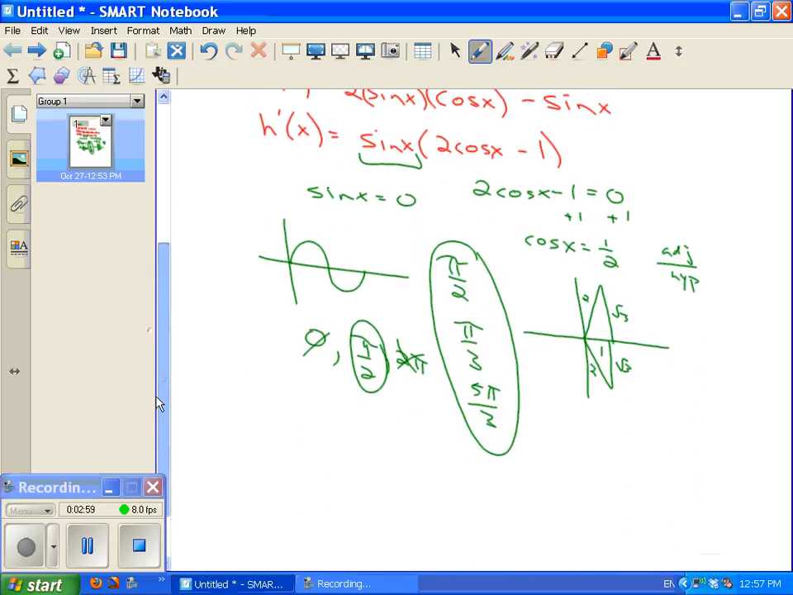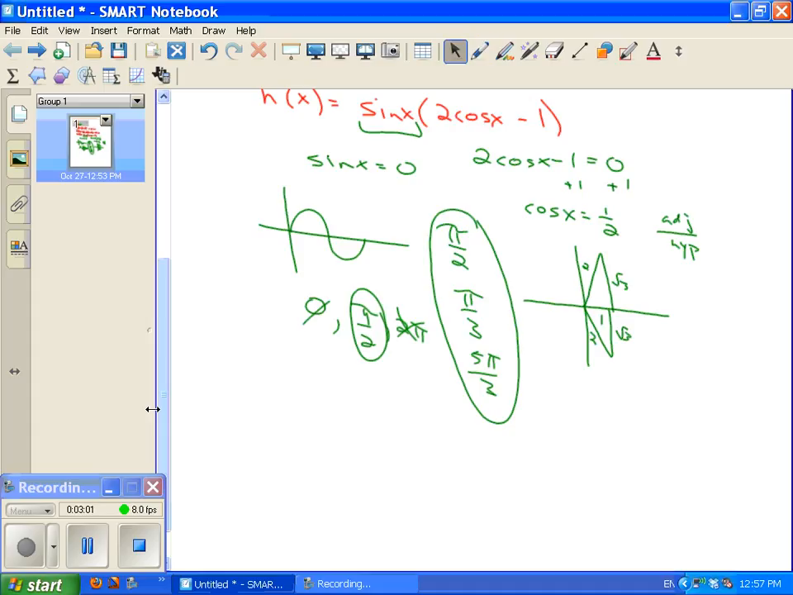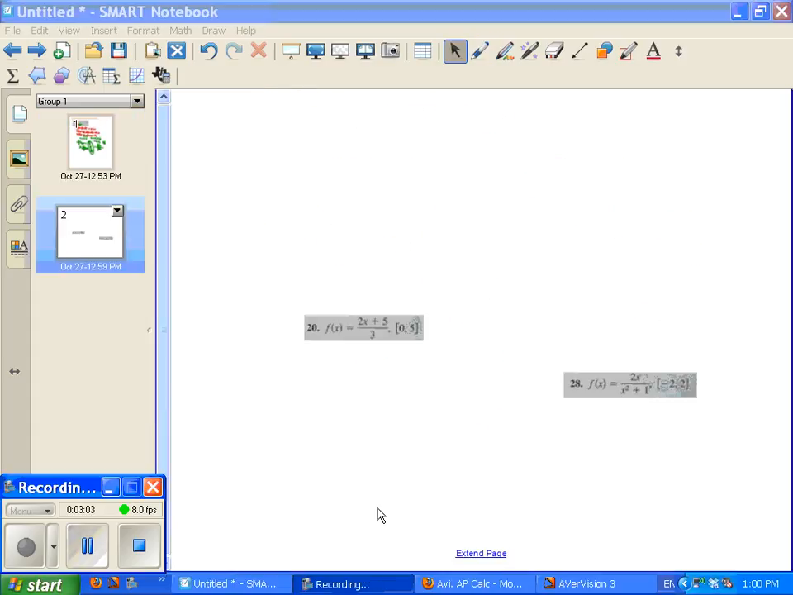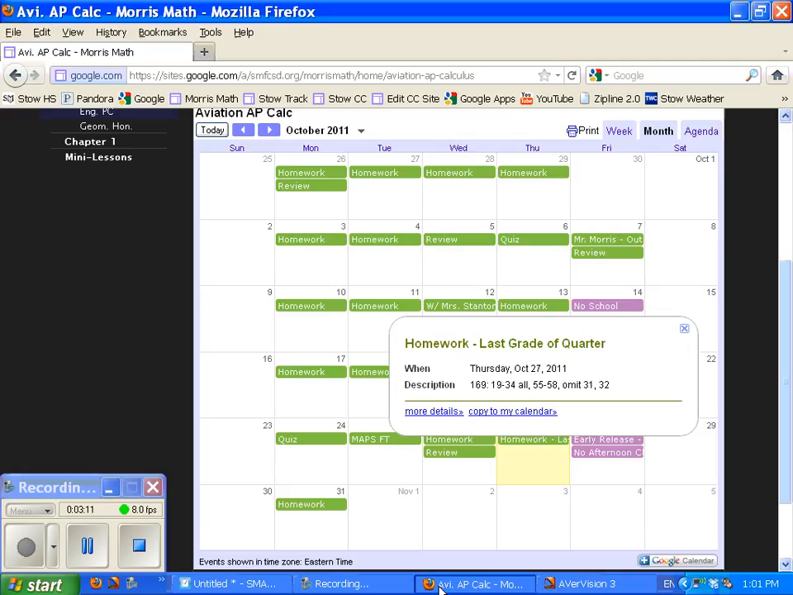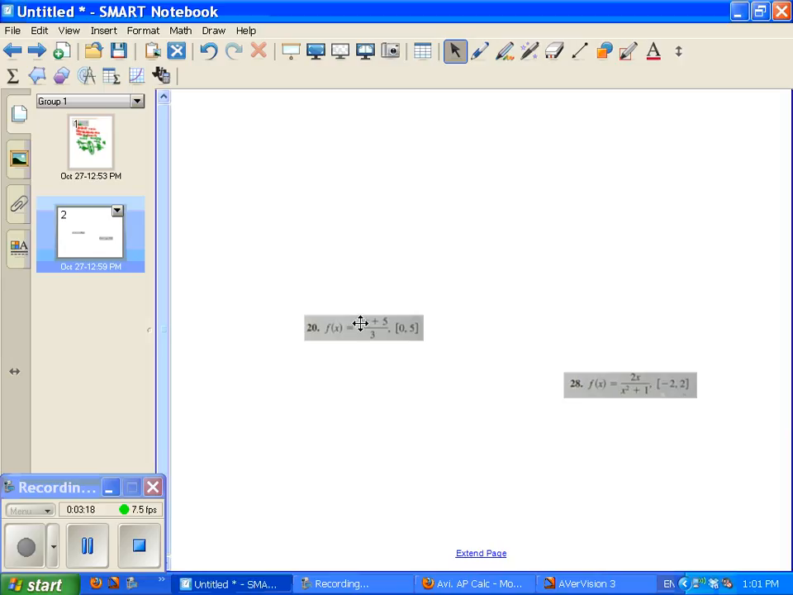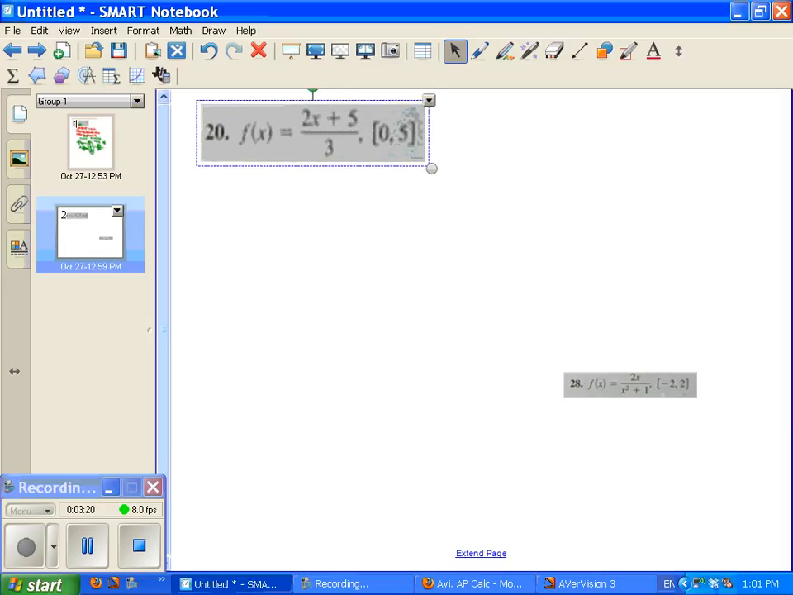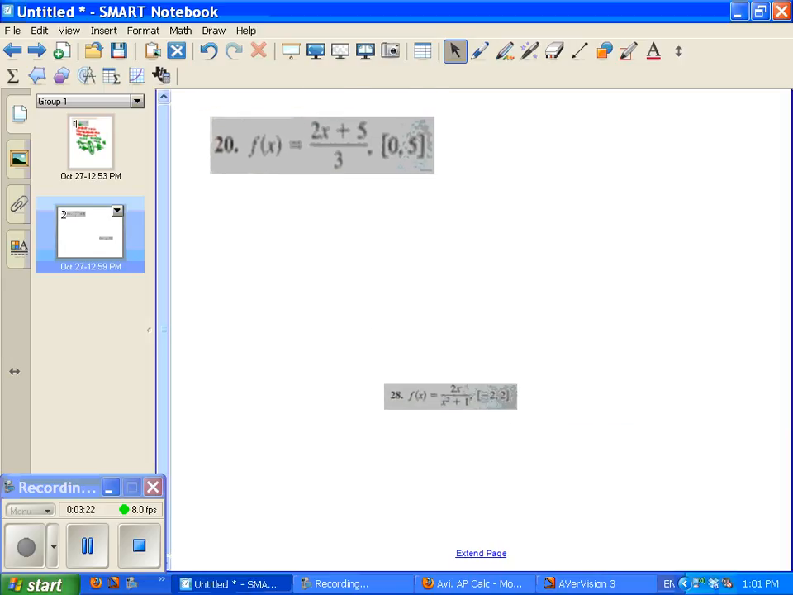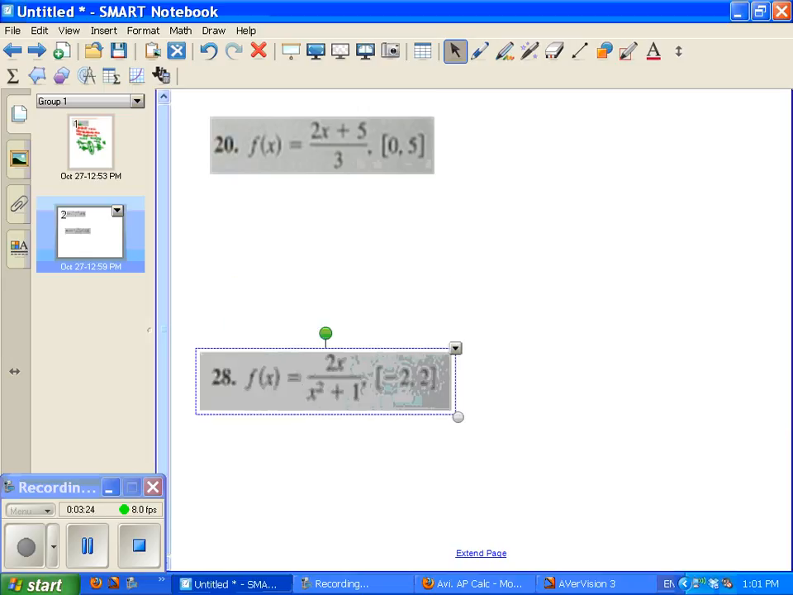No. Okay, let's take a look at what we're doing today. This is what we're going to do. I just picked out a couple from this section. You have this whole section to do. I've actually omitted, if you take a look at this assignment, we've got 19 through 34 all, but you don't have to do 31 or 32. We're going to do this guy, 20 and 28 together, so that's going to cut down on what you've got to do. But I want to take a look at these, make sure that we're doing them all right.